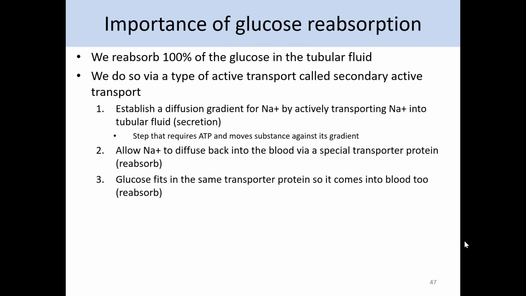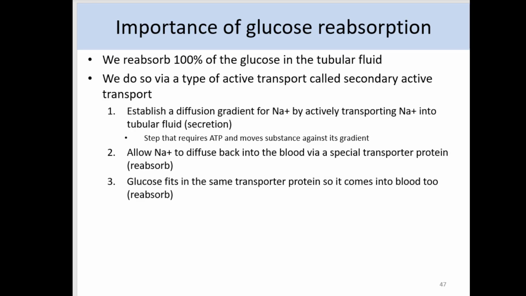I also want to emphasize the importance of glucose reabsorption. We reabsorb 100% of the glucose that has made its way into that filtrate and tubular fluid. And we are able to reabsorb glucose by using a type of active transport called secondary active transport.